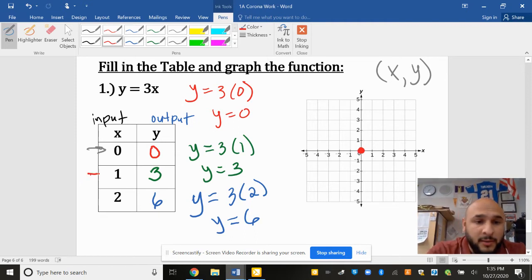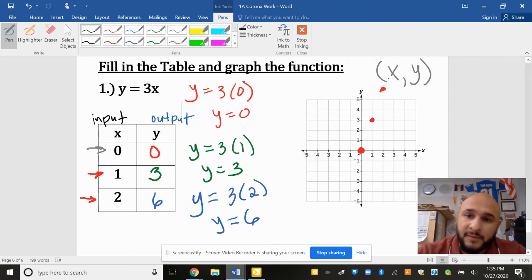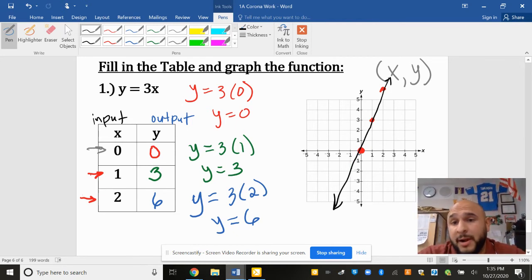Next, I'm going to plot 1, 3: 1 to the right, up 3. And last, I'm going to plot 2, 6: 2 to the right, up 6. A little bit off of our chart here. And we have enough to draw our line. Really, you only need 2 points to graph a line, right? I could have just done it by plotting 2 of those points.